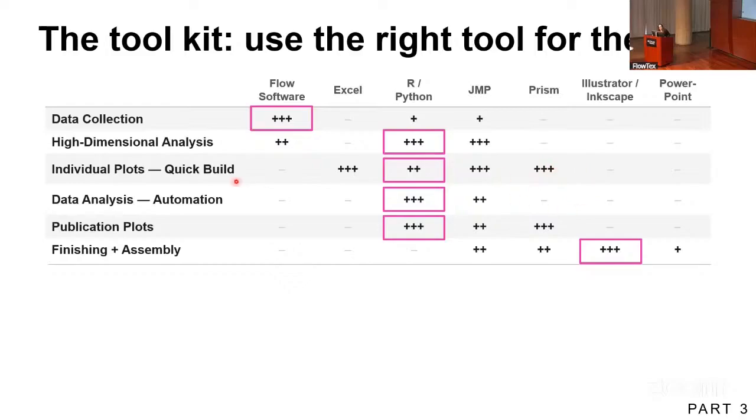Prism is not as good at automation, and I can't speak more highly about Adobe Illustrator. If you're serious about professional quality plots, like R, it's the most flexible platform because it can work with vectors and layers. So you can change and perfect every little part of your plot in a way that you cannot do in PowerPoint.